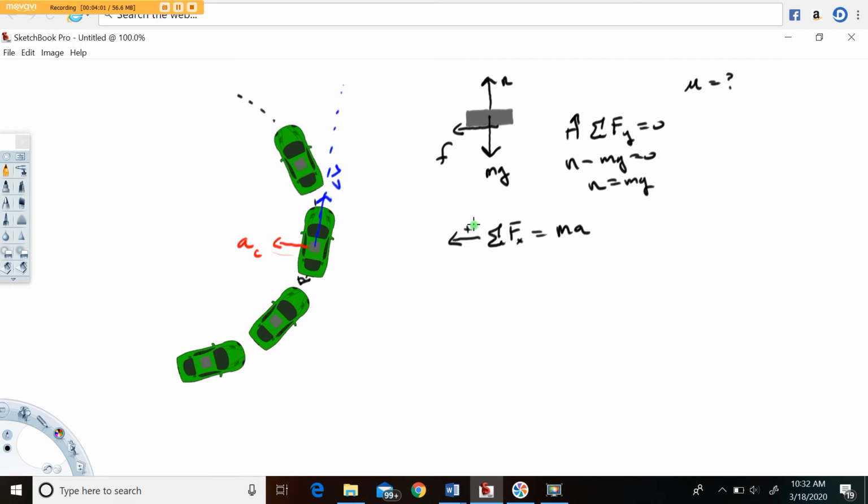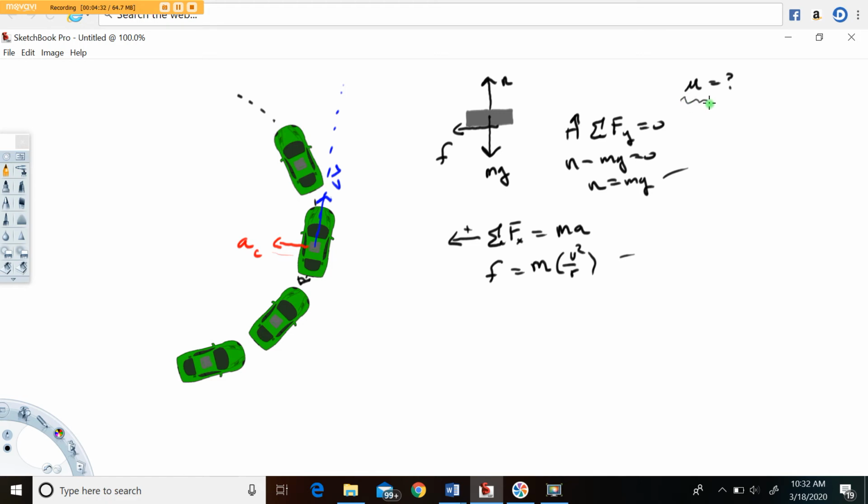And I'm following my standard rule of thumb: identify the acceleration direction, call that positive. So we look at our free body of the computer, and the frictional force is the only force in that direction, equals mass times acceleration. Because that's a centripetal acceleration, it is equal to v squared over r. So, free body diagram, pair of Newton's second law equations.